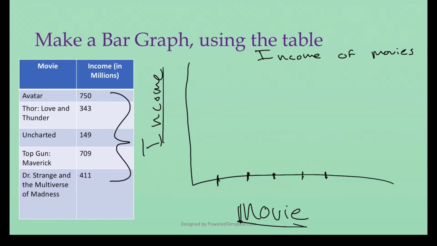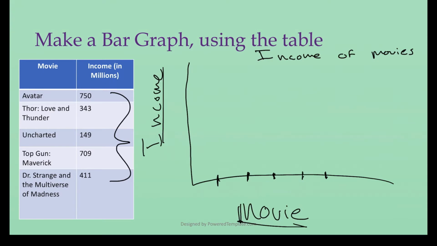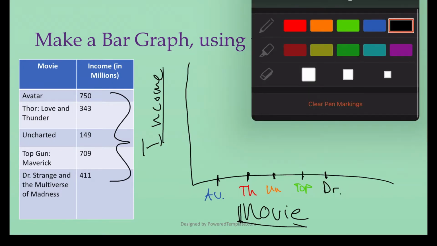All right, so I'm just going to put these names down here on the bottom, and I'm just going to abbreviate them, but I am going to change the colors. So red is going to be for Thor. And we're going to have orange be Uncharted. We're going to have green be Top Gun. We're going to have blue be Avatar, because of course Avatar is blue people. We're just going to have the black be what's left, Doctor Strange. Okay, so these are all our movies down here on the bottom.